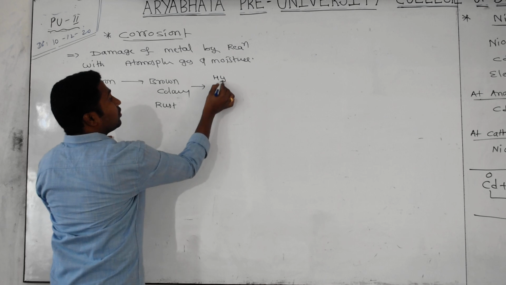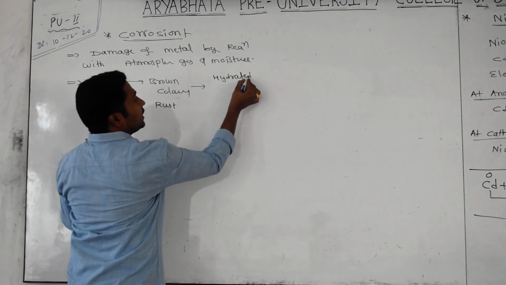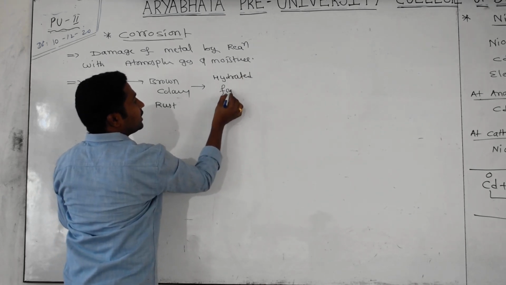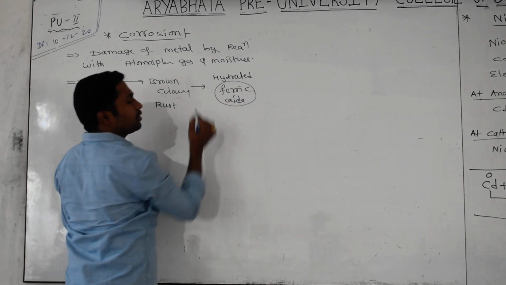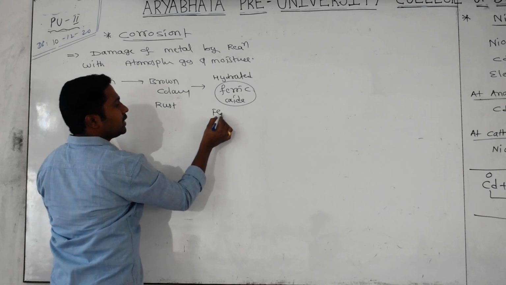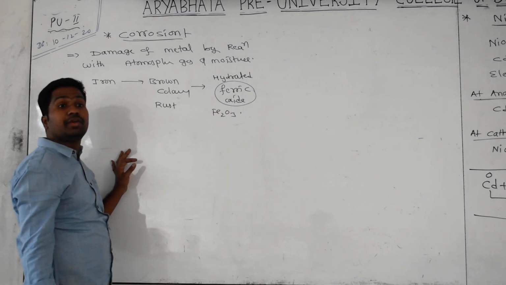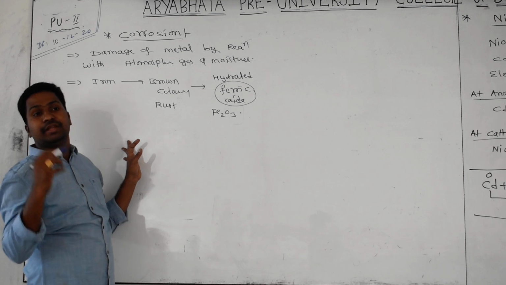Hydrated ferric hydroxide. Hydrated ferric oxide. Ferric oxide. Generally, we say ferric oxide. What is the formula of ferric oxide? Fe2O3. FeO, fresh iron, is a light greenish color.